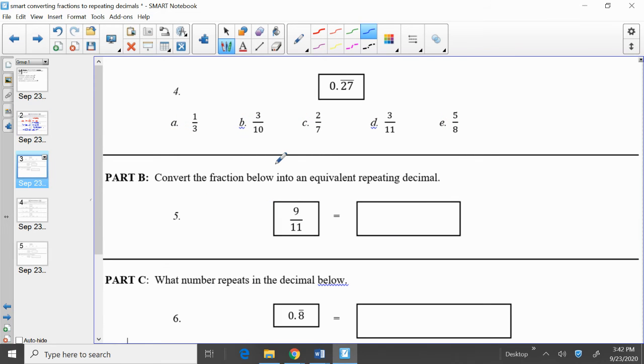Jumping down here, it says number 4. What we're trying to find is which of these fractions would give us 0.27 repeating. So we can make a guess. Maybe this is it because it looks like it. But we know now, just because something looks like something doesn't mean that's what it is. So the easiest thing to do is take each of these fractions, divide them in your calculator, and see when you get a 0.27 repeating answer. So I'm going to take 1/3, and I'm going to take 1 and divide it by 3. Well, that gives me 0.33333. So nope, that's not it.